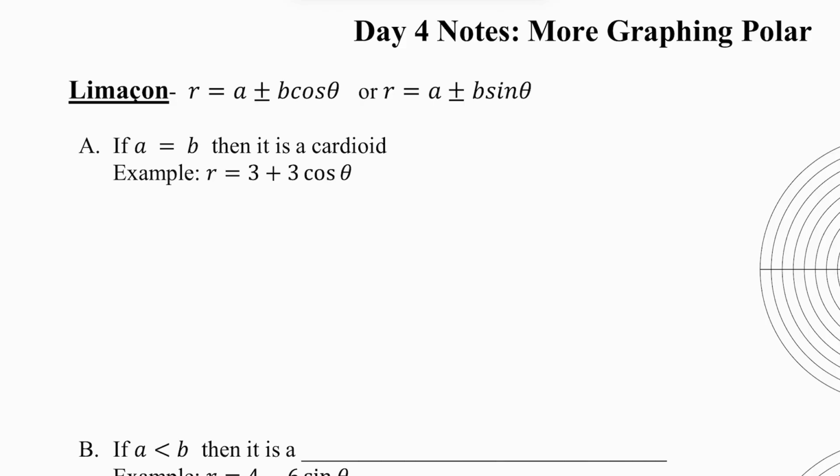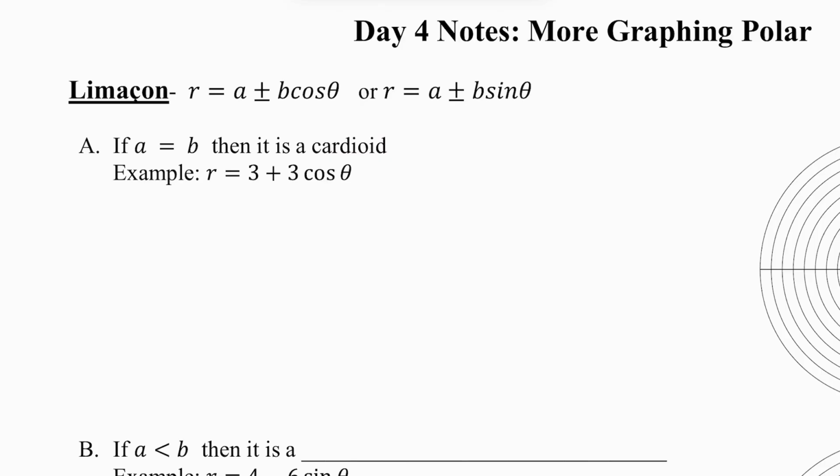I'm going to go through some information as I am graphing each of these. So just make sure that you're paying attention and holding off any questions until we are done, because all four examples are going to cover all four limaçons as well as all four ways of graphing these limaçons. So the first limaçon that we have is called a cardioid.